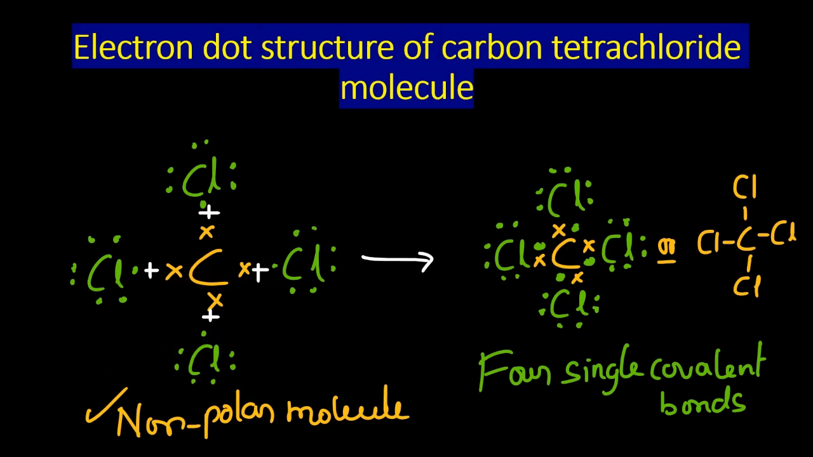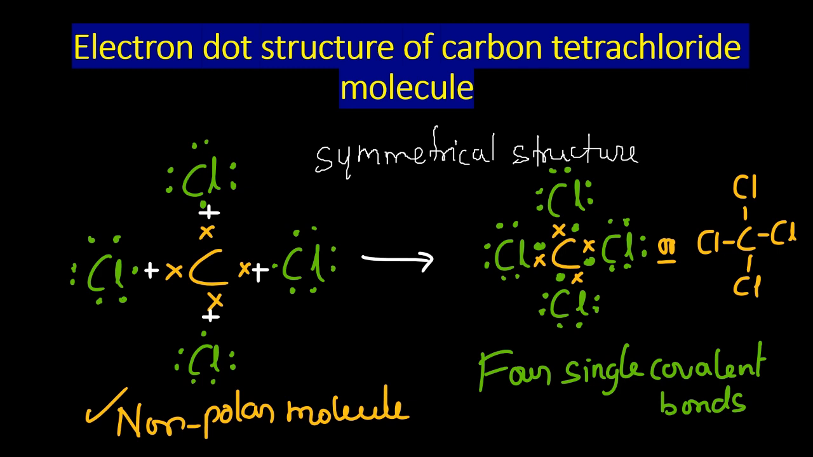Dot structure of carbon tetrachloride molecule: one carbon and four chlorine atoms. They will form four single covalent bonds. This is a non-polar molecule. The important question here is, even though carbon and chlorine have different electronegativity, why is this molecule non-polar? Because of the symmetrical structure of carbon tetrachloride.